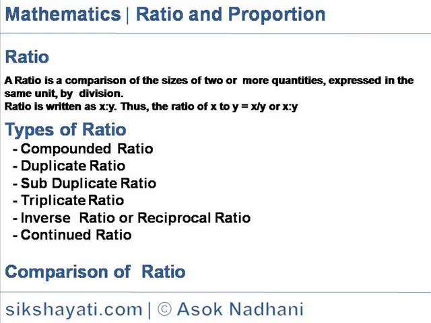For example, in the ratio 7:8, 7 and 8 are called terms of the ratio. 7 is called the first term and 8 is called the second term.